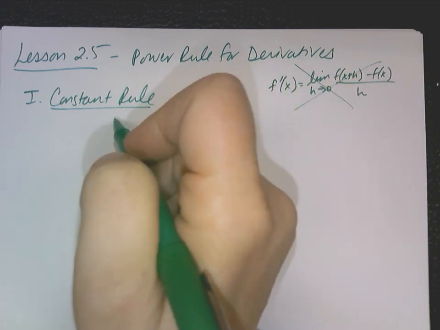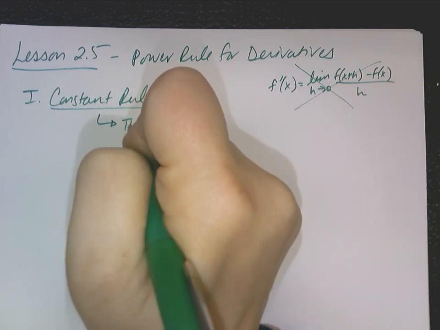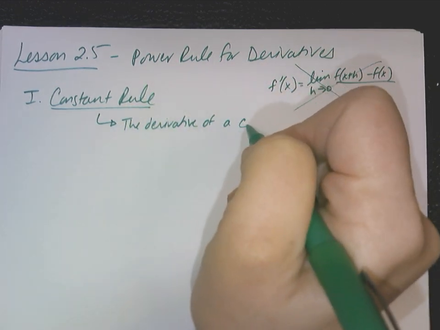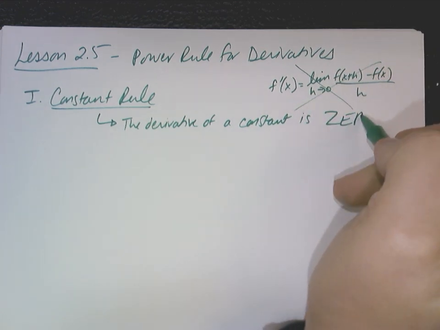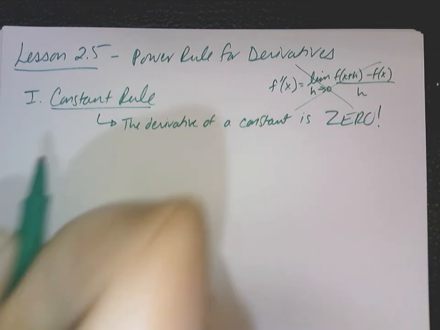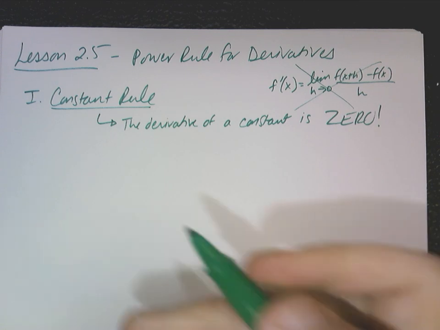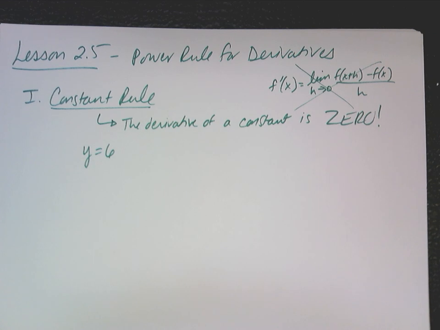The first rule is the constant rule, okay? Taking the derivative of a constant is very easy. The derivative of a constant is 0. Because when I say derivative, you say what? Slope. So if you were to graph y equals 6, if you were to graph that line, doesn't it look like this? The slope of a horizontal line is 0.